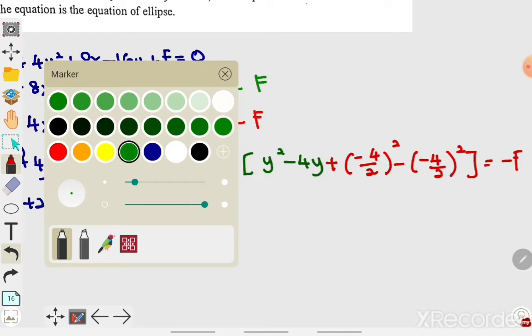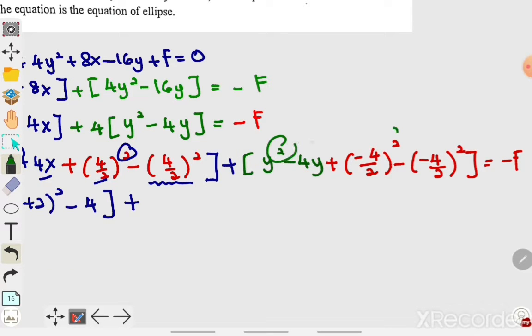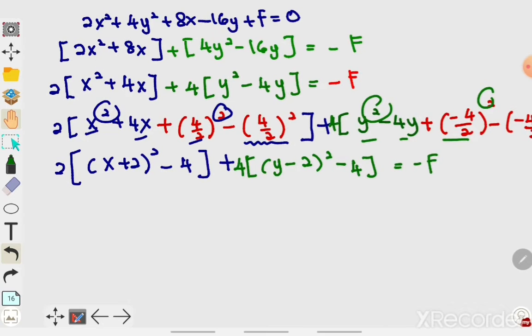So what happens to the green color? The first part becomes your perfect square. Don't forget we have 4 outside. So we have 4 times (y minus 2) squared, minus 4 times negative 2 squared. Negative 2 to the power 2 equals positive 4, and 4 times negative gives negative 4, equals negative f. So now we have settled completing the square for the blue and the green color.